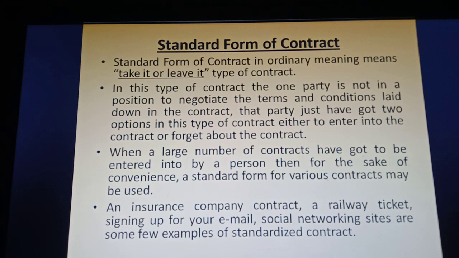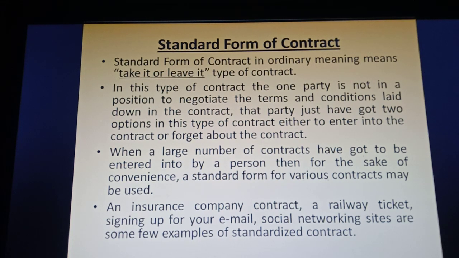Why is this standard form of contract used? It is used as a mode of convenience, because when a large number of contracts have to be entered into by a person, then for the sake of convenience, a standard form for various contracts may be used. Some of the most important examples of standard form of contract are an insurance company contract, a railway ticket, signing up for your email, and social networking sites.